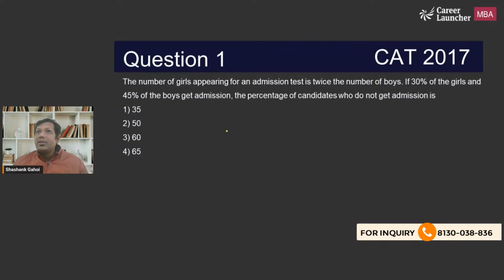So instead of assuming anything in terms of variables, assume values in terms of numbers. Okay, so what do we have? We have boys, and we have girls. Now, the question says that the number of girls is twice the number of boys. So, if I assume that the number of boys is 100, the number of girls is going to be 200, then the total number of students is going to be 300. And 30% of the girls, so 30% of 200 is 60 girls got admission, and the remaining 140 did not get admission, right?